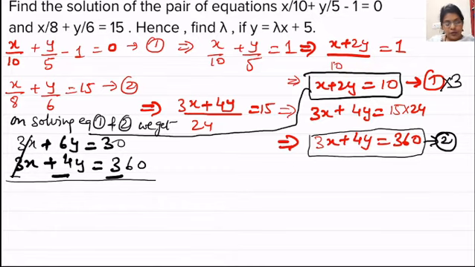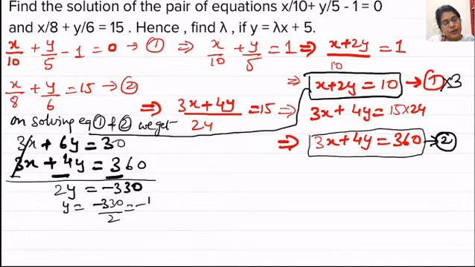Now what do we get? We get over here 6y minus 4y is 2y, and 30 minus 360 is equal to minus 330. So on solving, what do we get? Minus 330 upon 2, that is equal to minus 165. This is the value of y that we got.